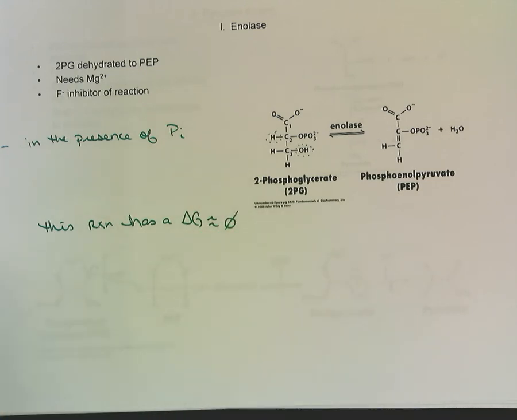This reaction again has a delta G of approximately 0, which, what does that tell us about the directionality? Right, it's equilibrium. So in this case, there's no preferred final product. So we're going to have to wait for the next step to force the reaction to continue.